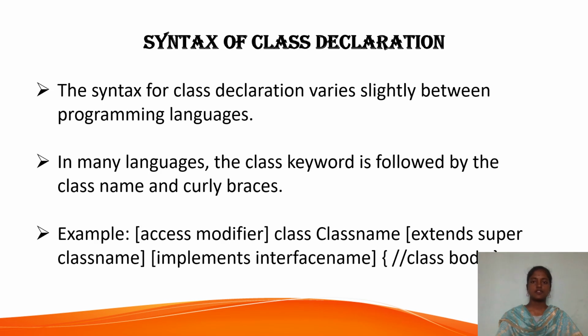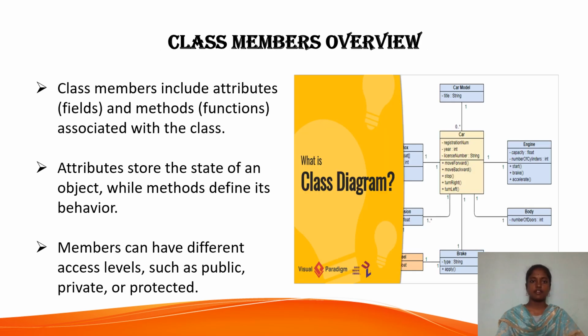Coming to the syntax of class declaration. The syntax for class declaration varies slightly between programming languages. In many languages, the class keyword is followed by the class name and curly brackets. Example: access modifier in place of class, that is public, private or protected. Next, class, class name, extends superclass name or implements interface name. Next, class body.